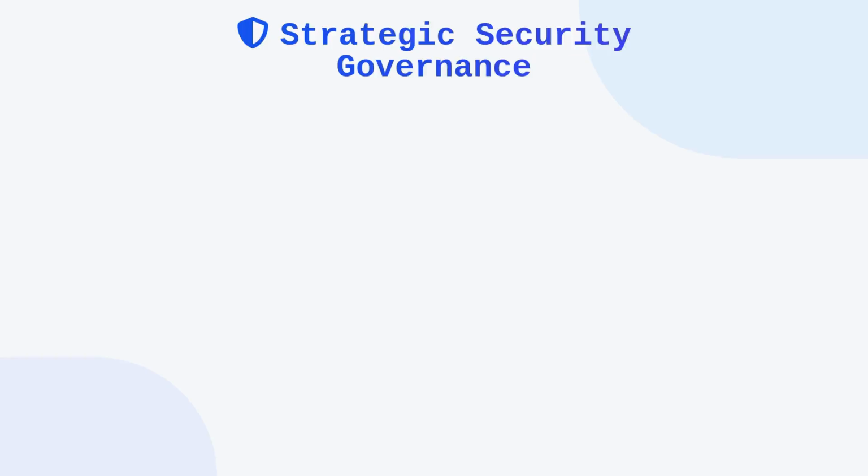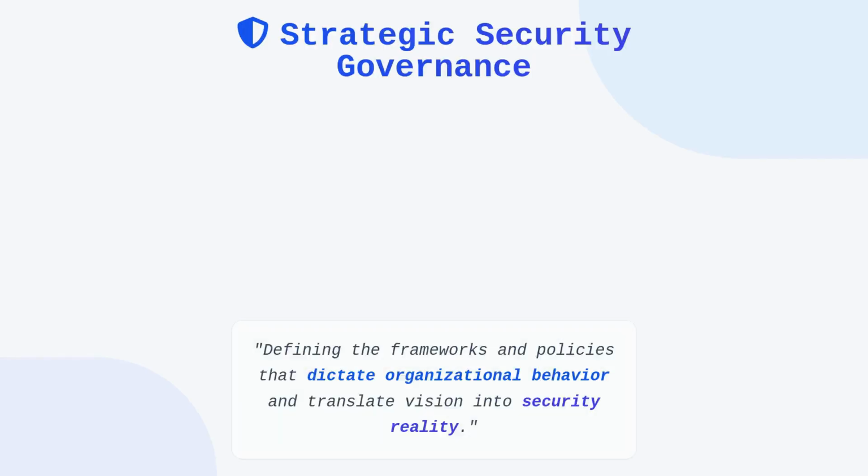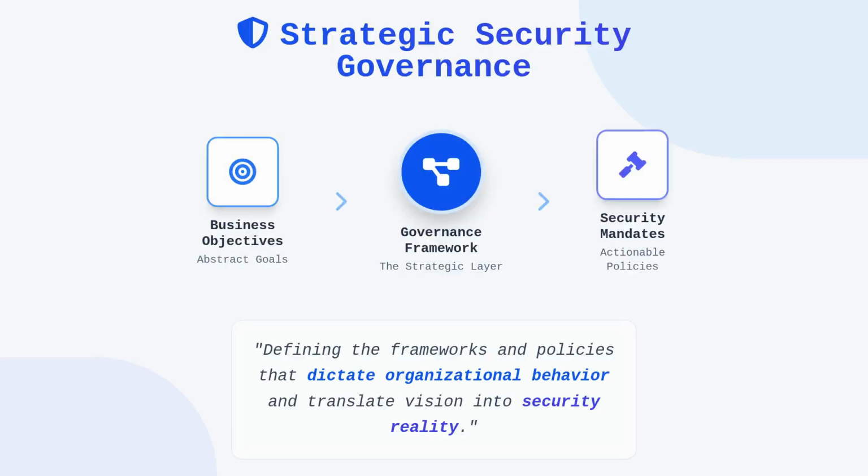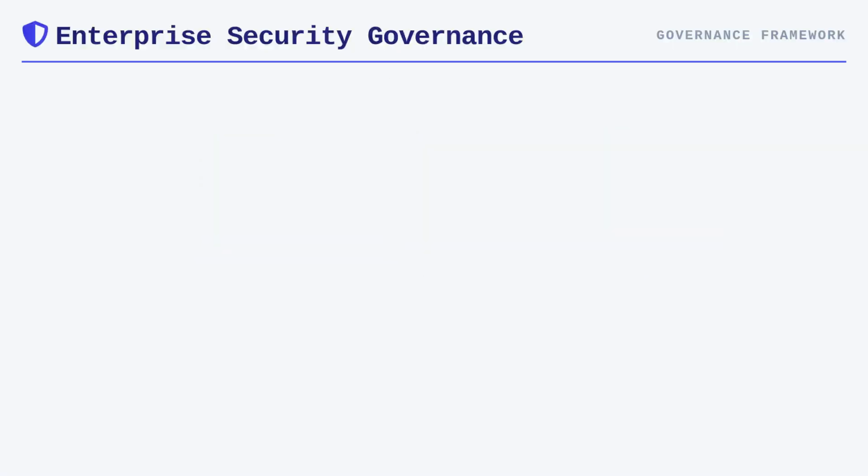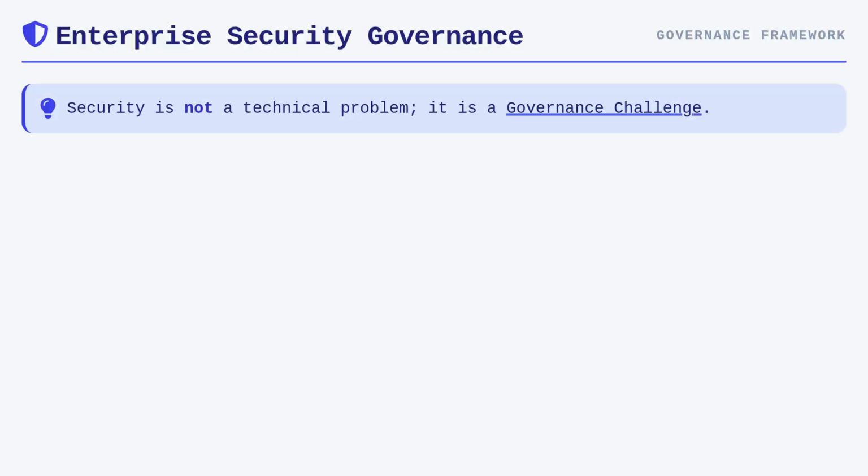Welcome to this module, where we explore the strategic layer of security by defining the governance frameworks and policies that dictate organizational behavior. We will examine how to translate abstract business objectives into actionable security mandates. Enterprise security is rarely a technical problem. It is fundamentally a governance challenge. Without a structured hierarchy of documentation, your technical controls operate in a vacuum, lacking the mandate required for consistent enforcement.